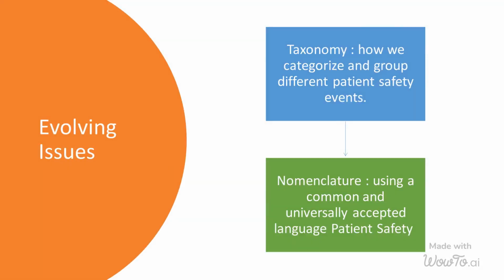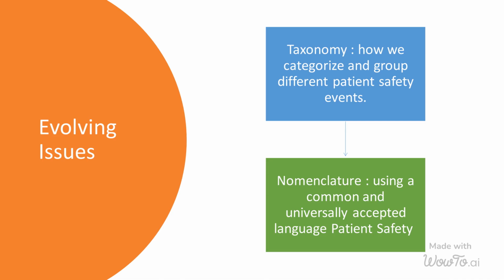Taxonomy is how we categorize and group different patient safety events. Taxonomy is a science that deals with naming, describing, and classification of all living organisms including plants. Classification is based on behavioral, genetic, and biochemical variations. Characterization, identification, and classification are the processes of taxonomy.